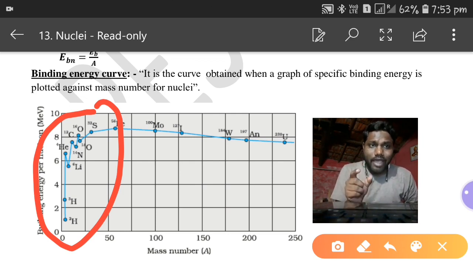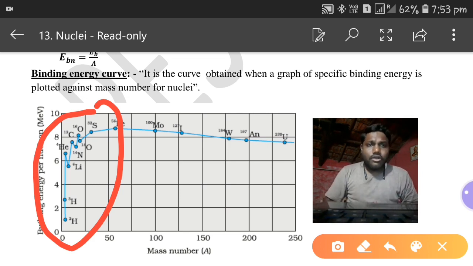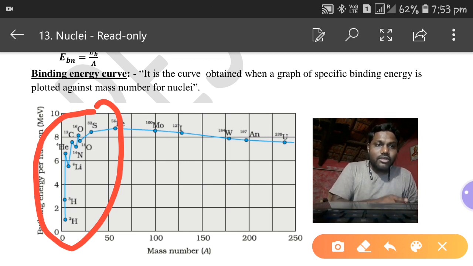Listen carefully, the nuclei with an even number of protons and even number of neutrons are more stable than their neighboring elements, or more stable than the nuclei with an odd number of protons and odd number of neutrons. Is this clear? The nuclei with even numbers of protons and neutrons are more stable than the nuclei with odd numbers of protons and neutrons.